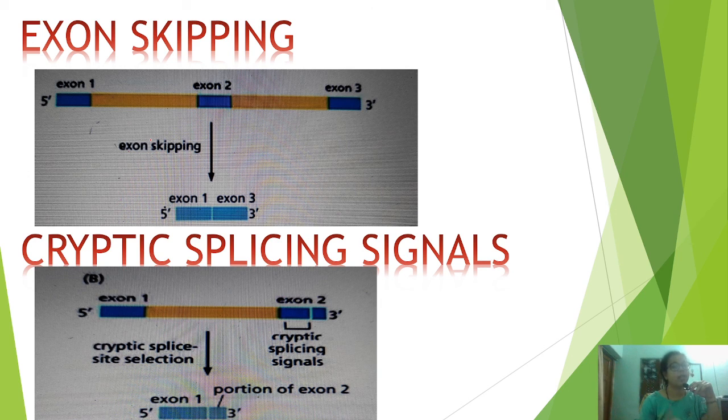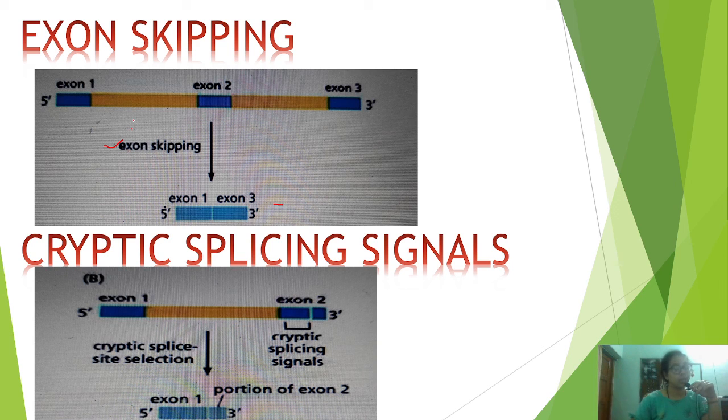splicing. First is exon skipping. What is exon skipping? As there are 3 exons, it is not always necessary that all 3 exons will be joined. Sometimes one exon will be skipped and the remaining 2 exons will be joined to form a structure which forms a particular type of protein. Let's say exon 1 and exon 3 combine and form a certain type of protein, and here exon 2 is skipped. That's why this process is called exon skipping.